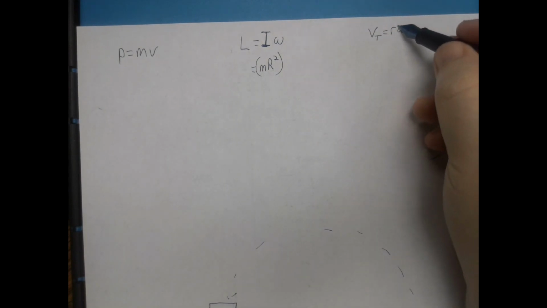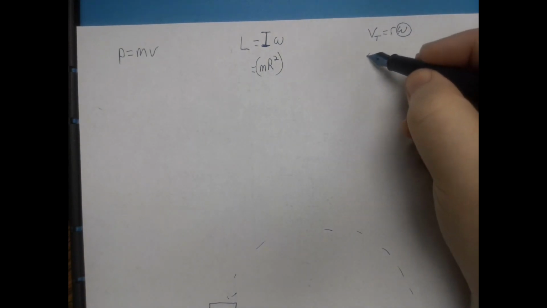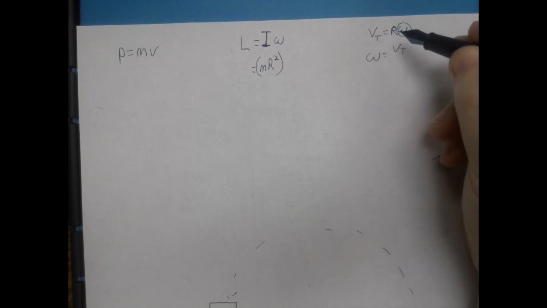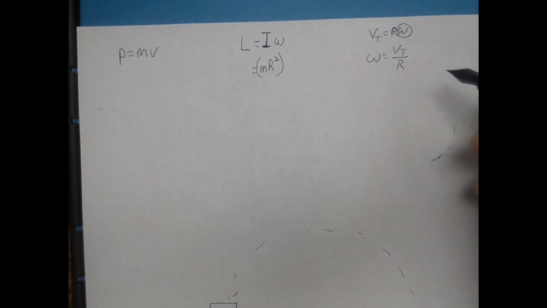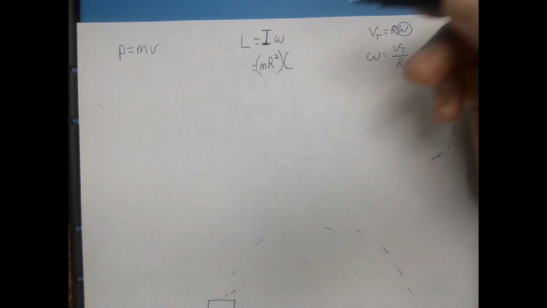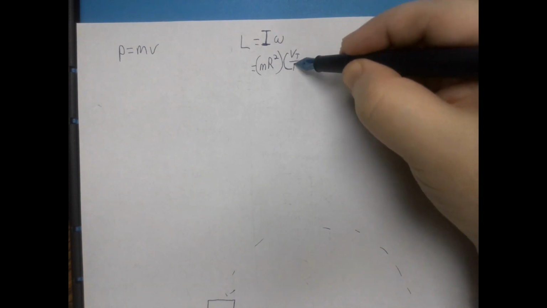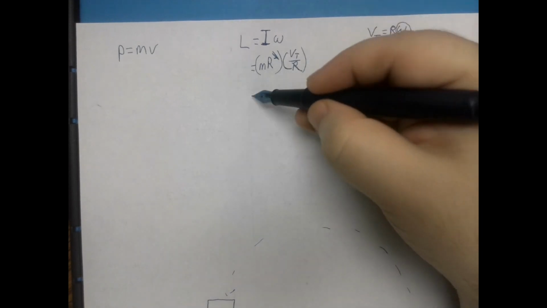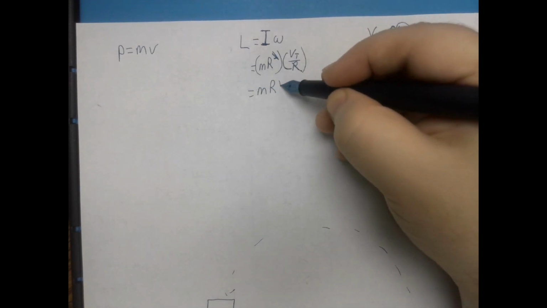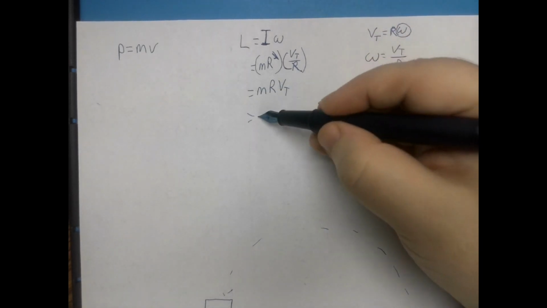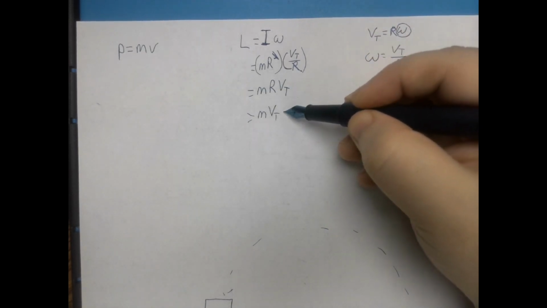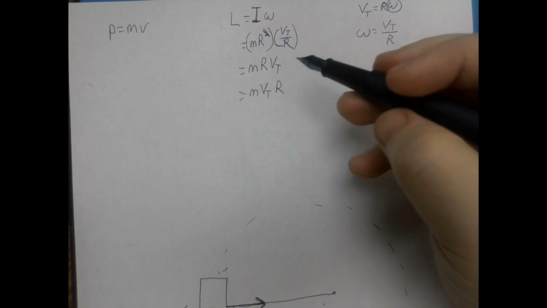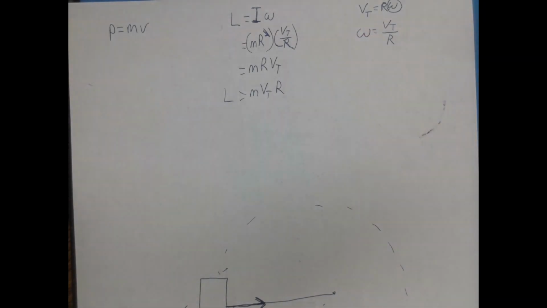What we can do is solve for omega. So omega is equal to the tangential speed, capital R, over r. And we can plug that in here. Tangential speed over r. Well, this r is going to cancel out with a square here, and we're left with mass times tangential speed. And usually they rearrange it like this, times r. And this is equal to your angular momentum.